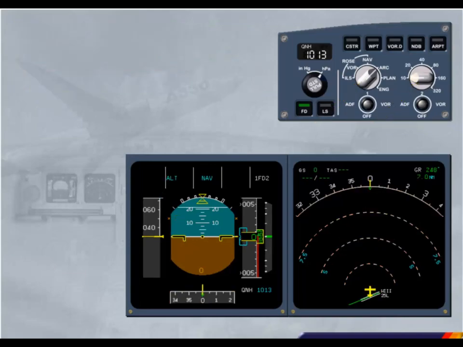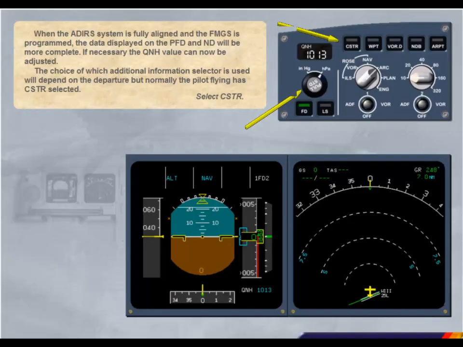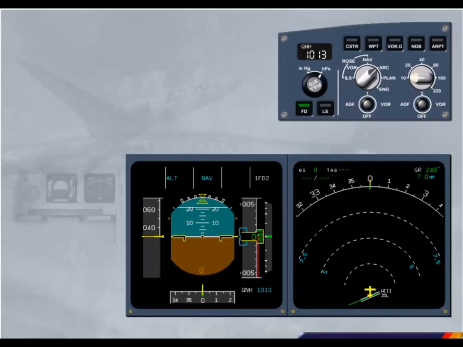When the ADIRS system is fully aligned and the FMGS is programmed, the data displayed on the PFD and ND will be more complete. If necessary, the QNH value can now be adjusted. The choice of which additional information selector is used will depend on the departure, but normally the pilot flying has constraint selected. Select Constraint. A green indicator illuminates on the push-button switch to show that you have selected it.